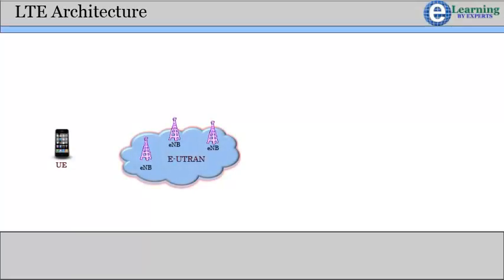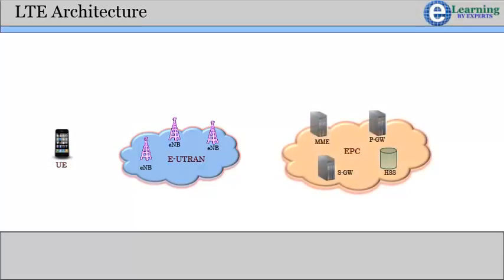The LTE network architecture, like any other mobile network, consists of three key components. User equipment, called UE, the access network, which in LTE is called Evolved UMTS Terrestrial Radio Access Network, E-UTRAN, and the packet core network, Evolved Packet Core, EPC. They work together to provide connectivity, mobility and services for mobiles.